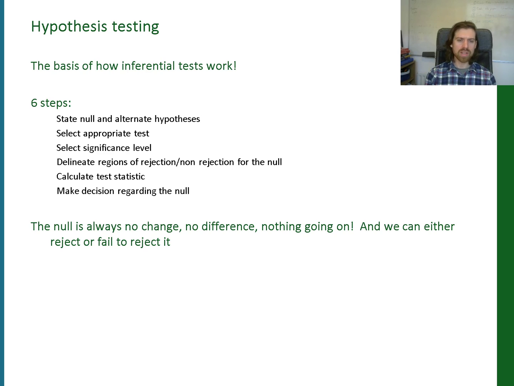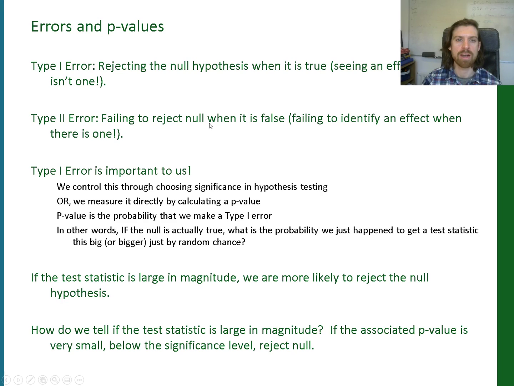So that's either retaining the null hypothesis, so not having enough evidence to reject the null hypothesis, or we have a certain degree of confidence. Maybe we're 95% certain that there is an effect and that we can reject the null hypothesis. So I think the important thing to remember, of course, is that we can either reject or fail to reject the null hypothesis. Okay. Errors and p-values.